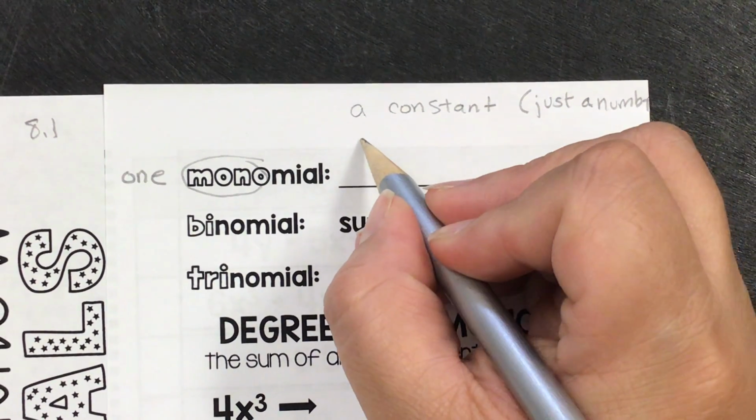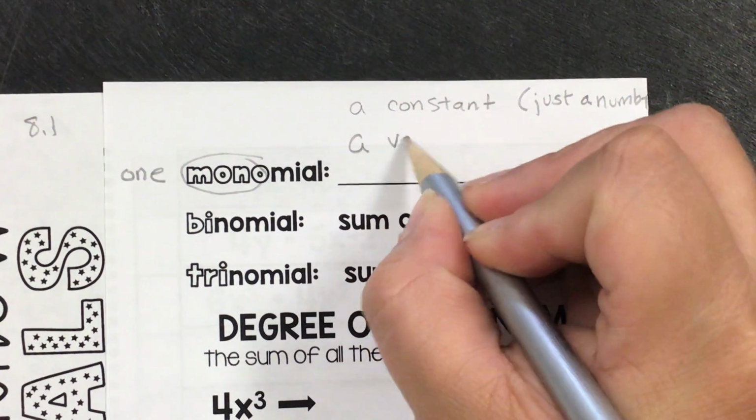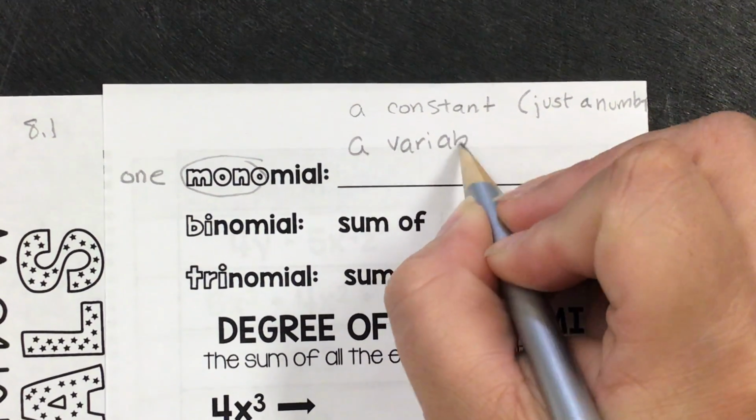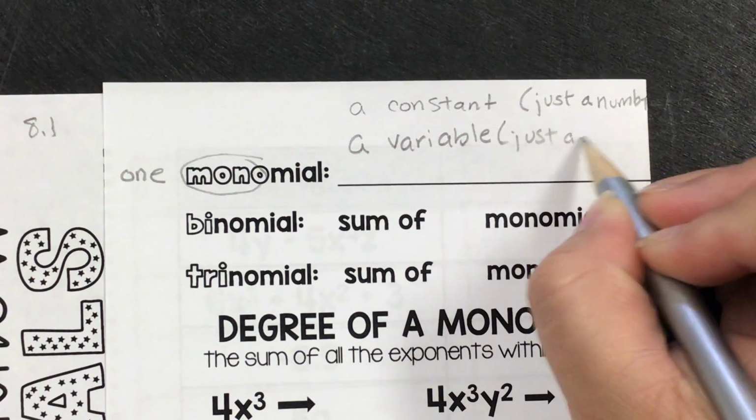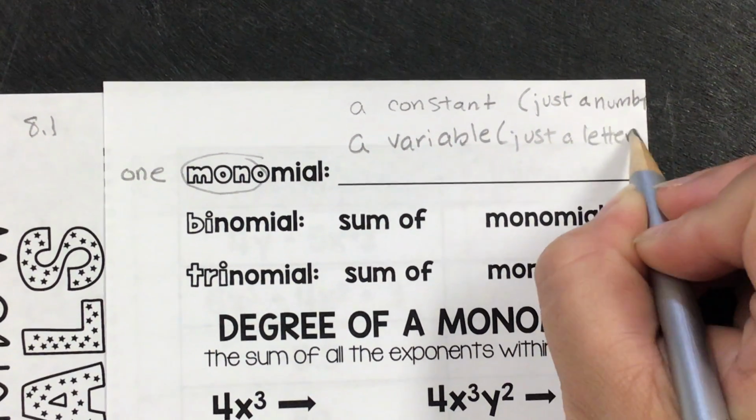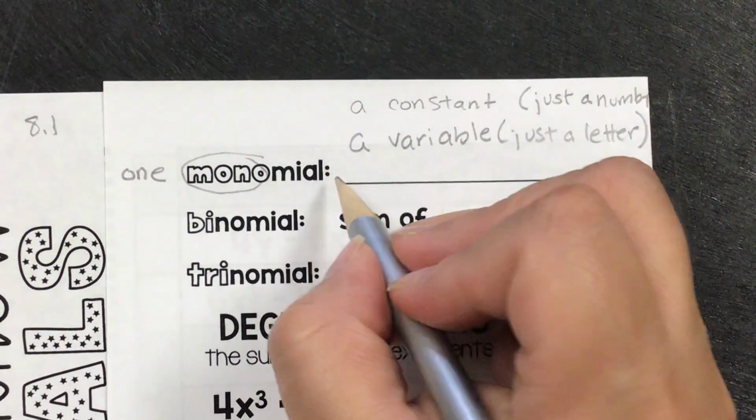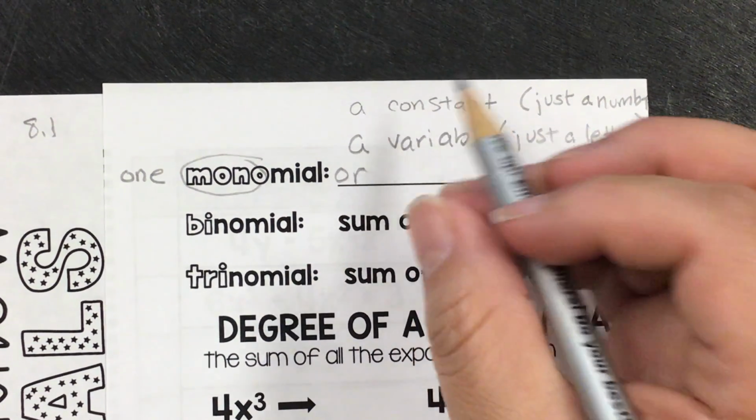Or a variable. A variable is just a letter. Or the product of both.